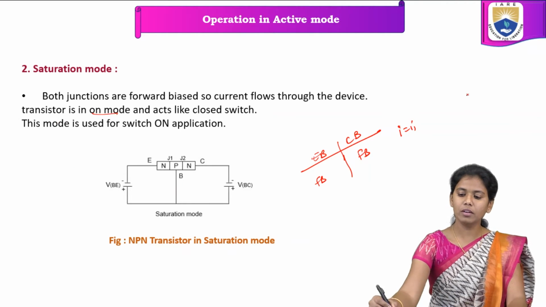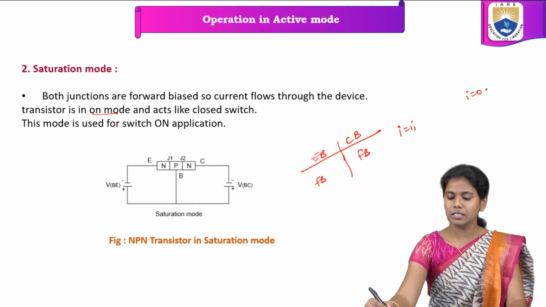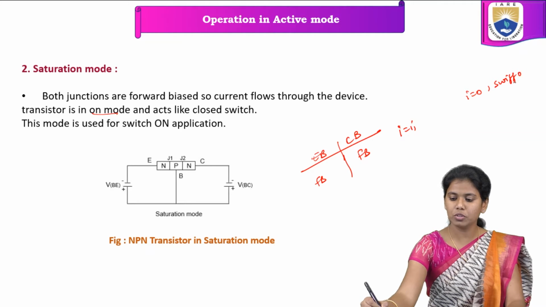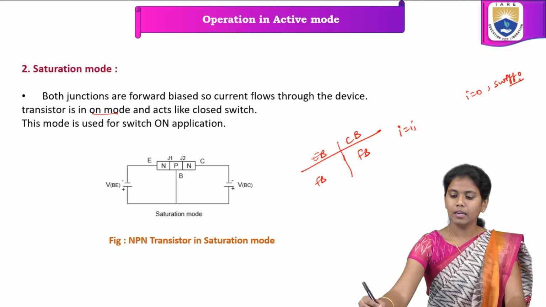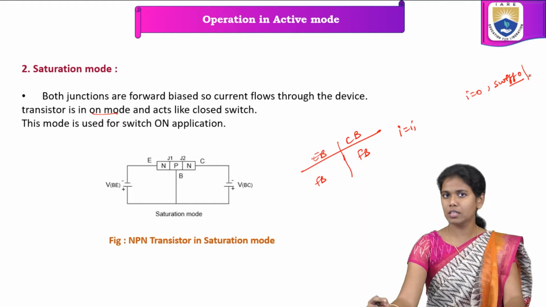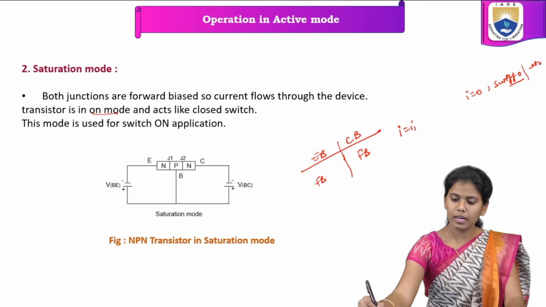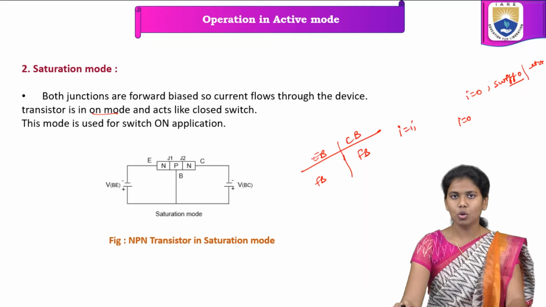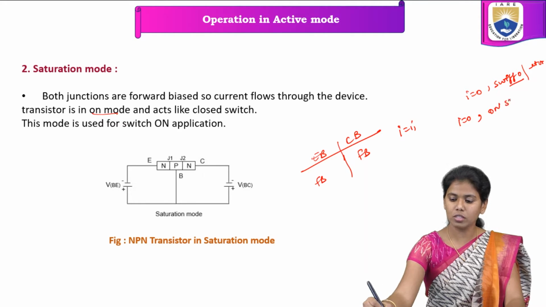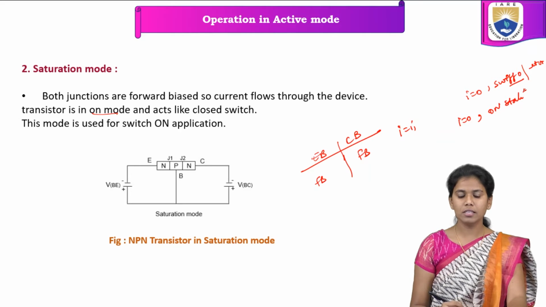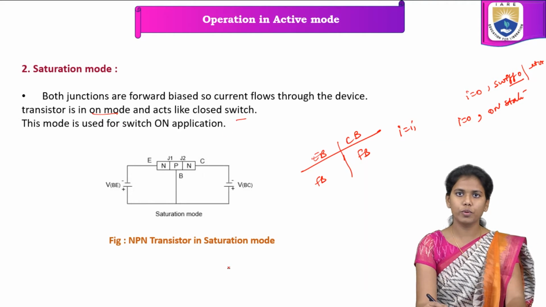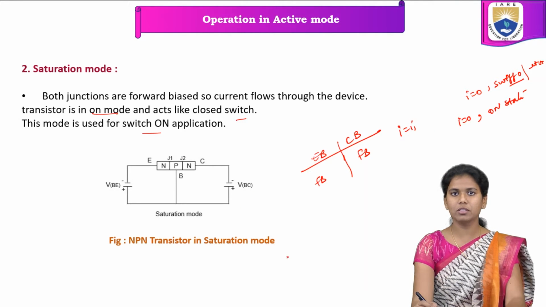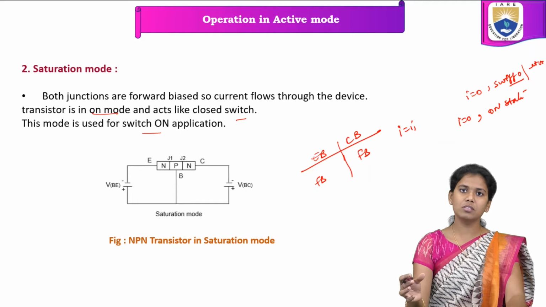So when the current is 0, no current is flowing, so it acts as a switch off state. And the mode in which it is switched off is cutoff mode. Whereas here some current is flowing between the junctions, so we are saying that the transistor is in the on state and acts like a closed switch. So this mode is used for switch on applications. Why? Because some current is flowing across the junctions.